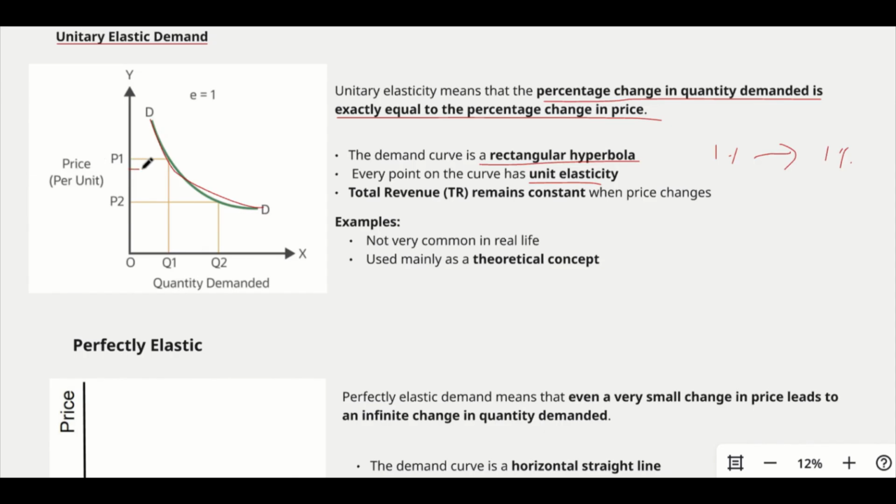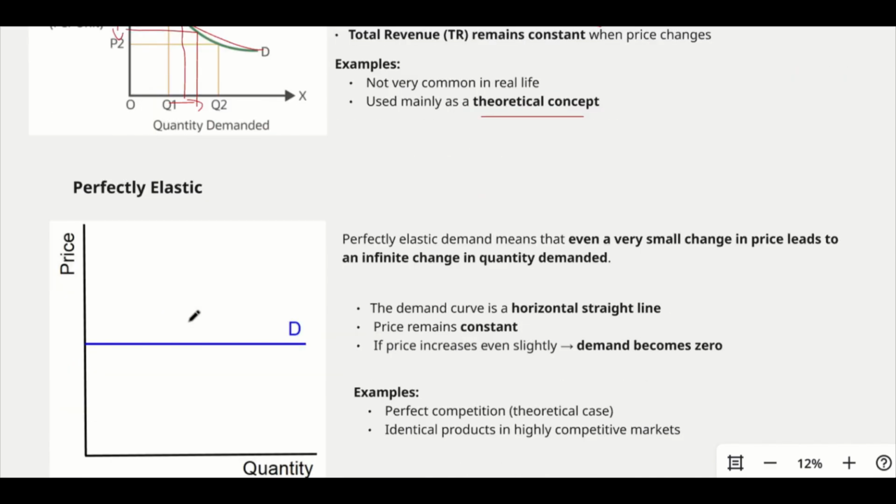So, for example, if I draw something like this, see, the change will be almost the same. If you draw that properly, you can see the change. When the price decrease was from P1 to P2, if it is 2%, from Q1 to Q2 it will also be 2%. And it is not that common. It's just a theoretical concept, so it's not applicable in real life. So we can't connect it with many examples.